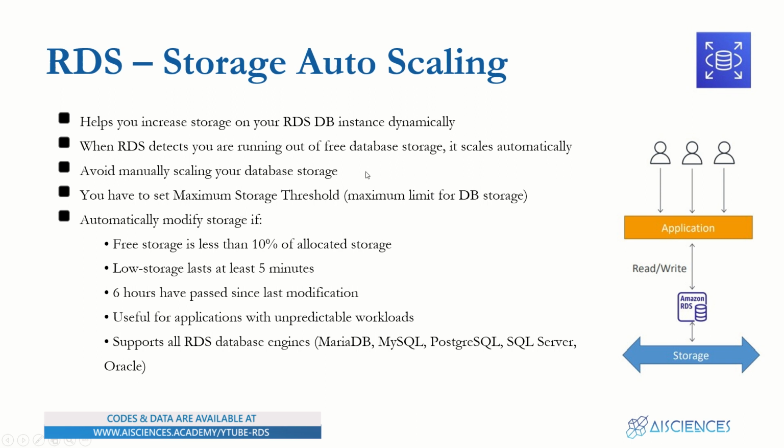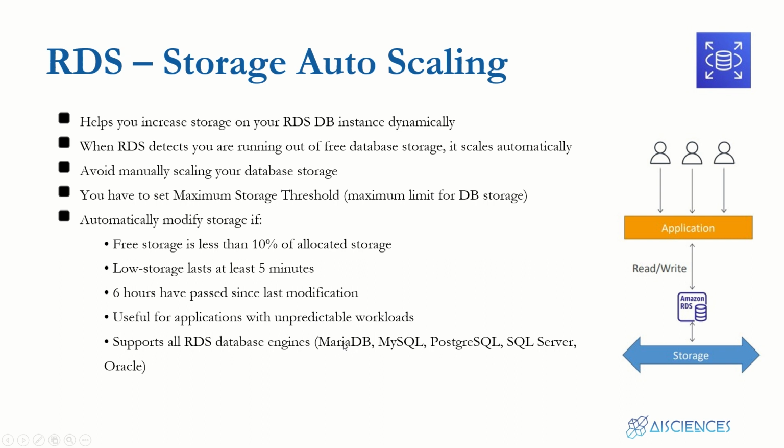So in auto scaling, you obviously avoid manually scaling your database storage, and you have to set a maximum storage threshold, like the maximum limit for database storage, and it can automatically modify storage if free storage is less than 10% of allocated storage, low storage lasts at least 5 minutes, and 6 hours have passed since the last modification. Now RDS storage auto scaling is useful for applications with unpredictable workloads. Like you do not know at what time it is going to reach the limit, you do not know.